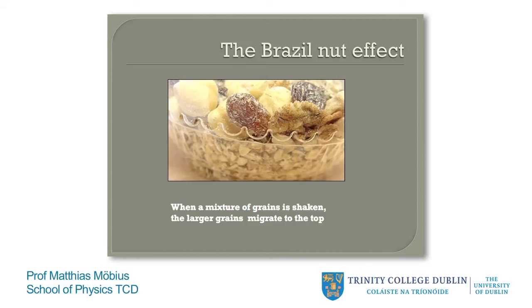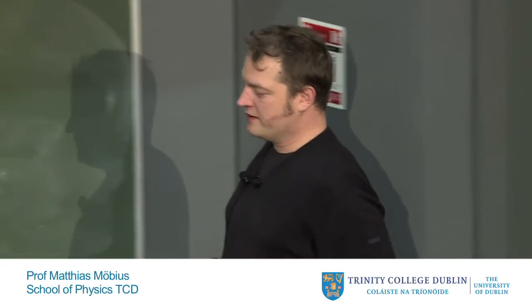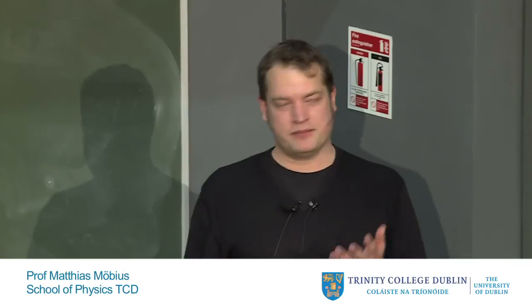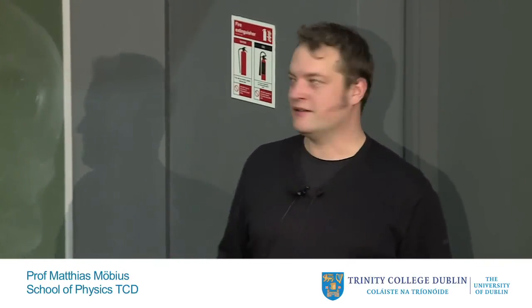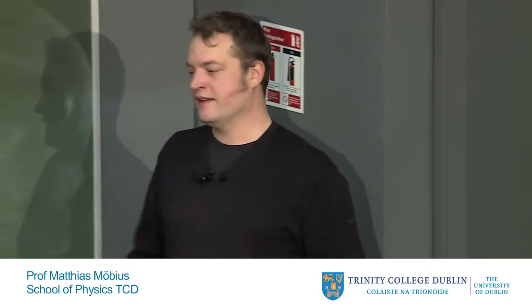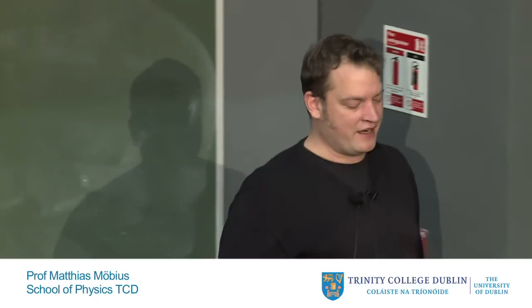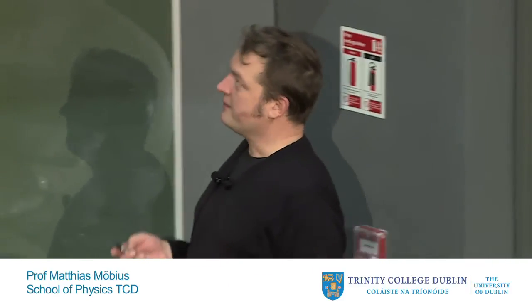Now I come to the second topic, and that is the Brazil nut effect that you may be familiar with. When you open a new box of cereals, what you often see is that the big nuts, like the Brazil nut, for example, or other nuts, are usually at the top, and the smaller grains are at the bottom. And this is a very generic problem. It's also a problem in industry.